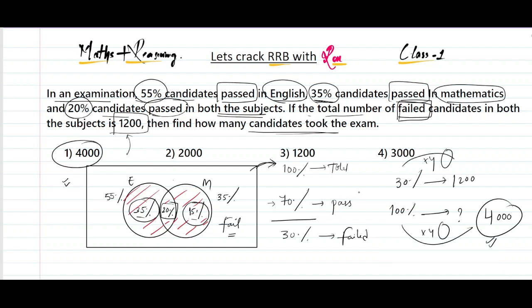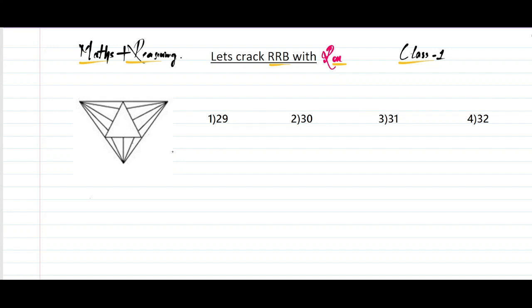Next question. Here we need to find the number of triangles in this figure. First let me tell you one thing. If there is a triangle like this and I draw a line like this, first write the numbers here. How many sections? 1, 2 sections. So the number of triangles in this figure is 1 plus 2, 3 triangles.